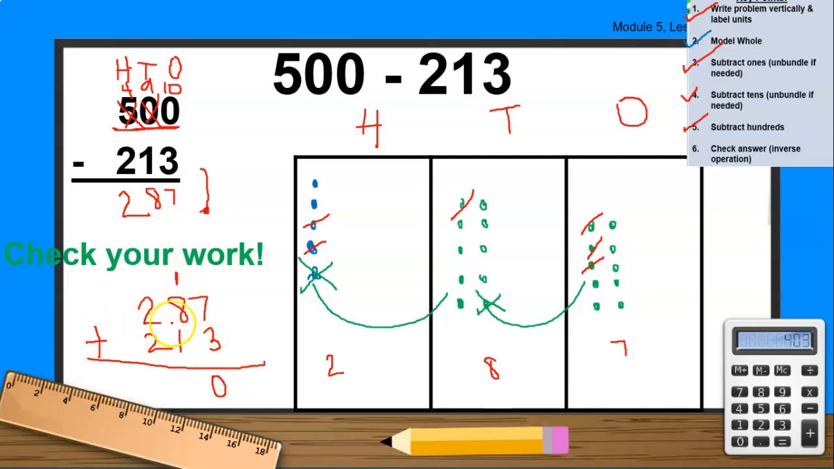1 plus 8 is 9. Plus 1 is 10. So a 0 goes in the tens and the 1 goes in the hundreds. 1 plus 2 is 3, plus 2 is 5. Wow! Yes, boys and girls, I ended up with 500. So kiss your brain. We got this answer correct.